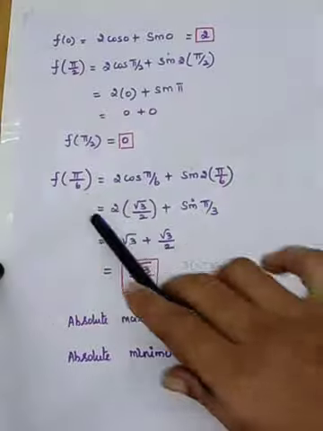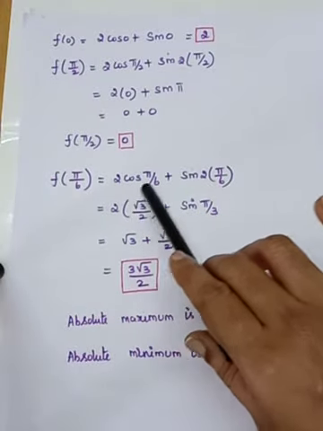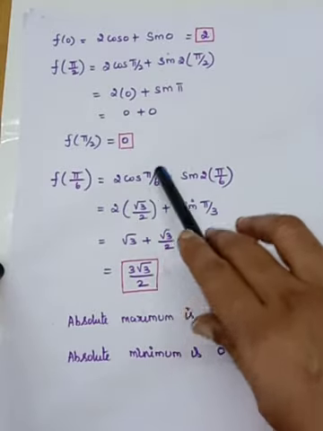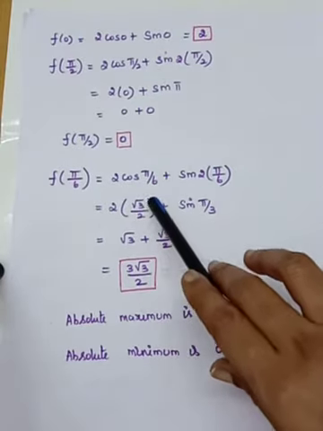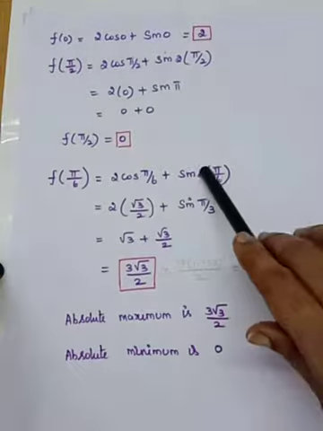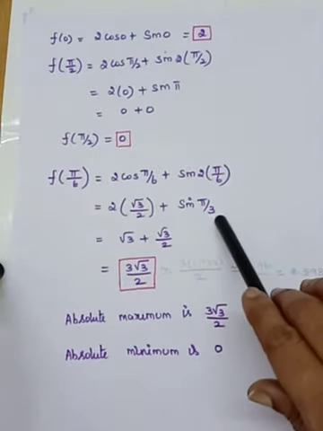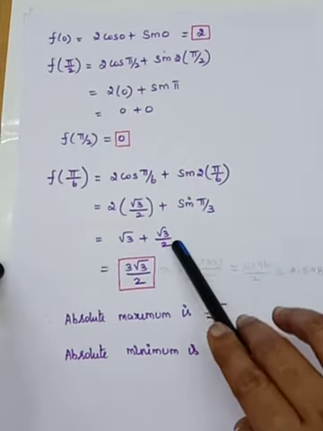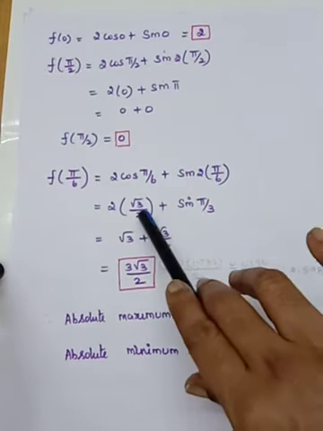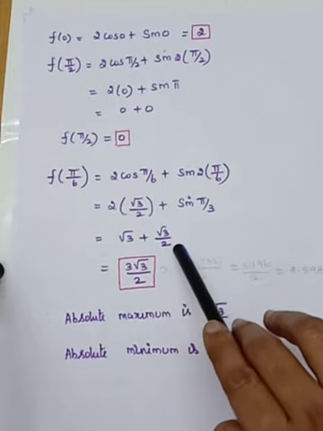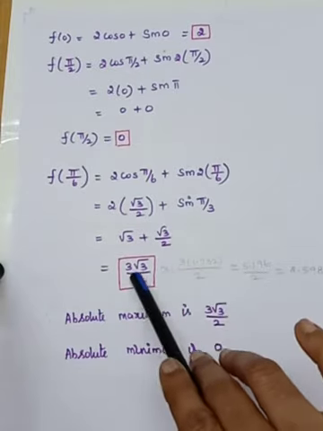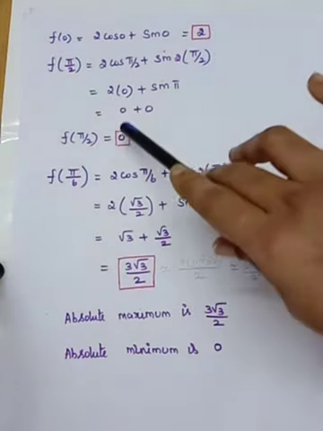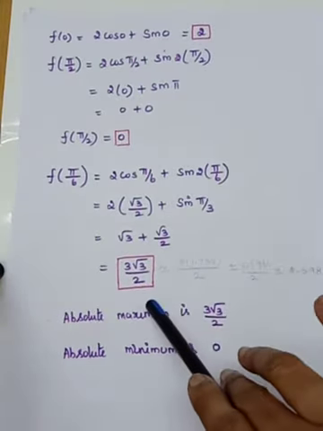Next, the critical number pi by 6. When you substitute 2 cos pi by 6 plus sin 2 pi by 6. Okay, 2 into, what is it? Cos 30 degree, that is root 3 by 2. And this 2 and 6 are getting cancelled. Sin pi by 3. So, what is it? Sin 60 degree, that is root 3 by 2. Okay, so here root 3 plus root 3 by 2. If you take LCM, it is 3 root 3 by 2. Okay, so you will have the values 2, 0, 3 root 3 by 2.